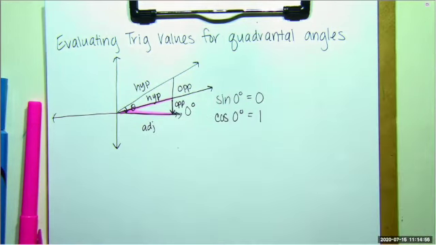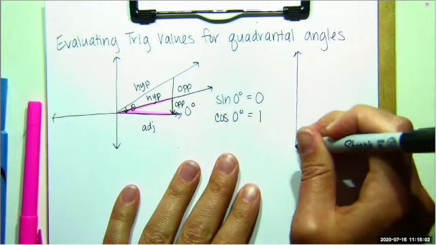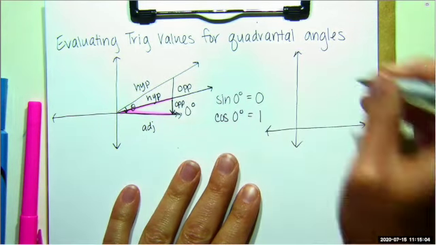Now don't worry, I'm going to give you a shortcut for remembering these. This is kind of the long way. I want you to think about this. Okay, next one, let's look at 90 and then we'll list out the shortcut.